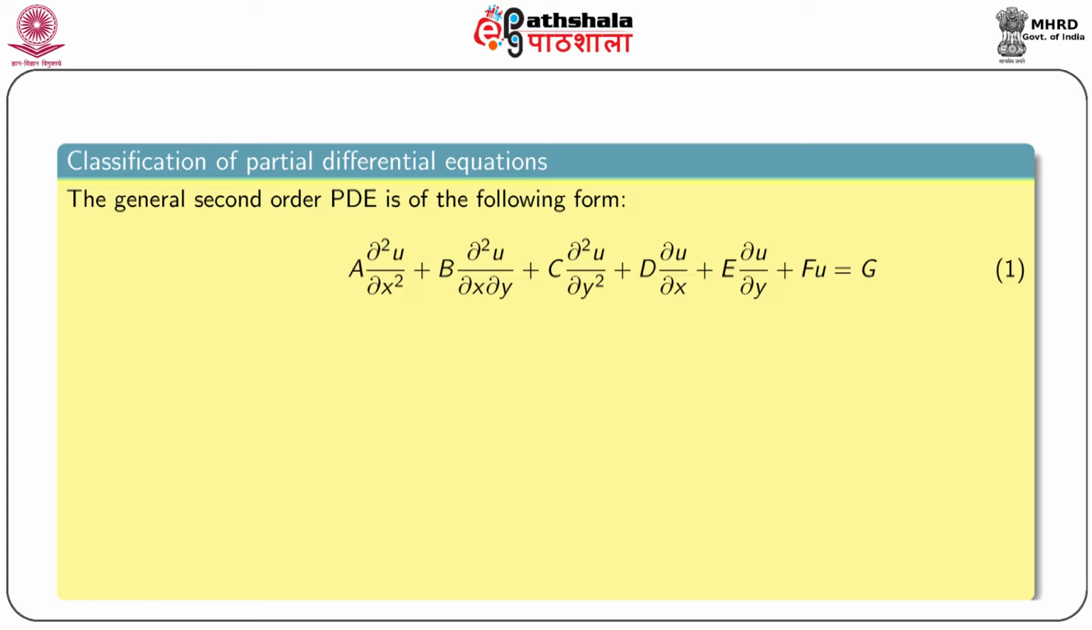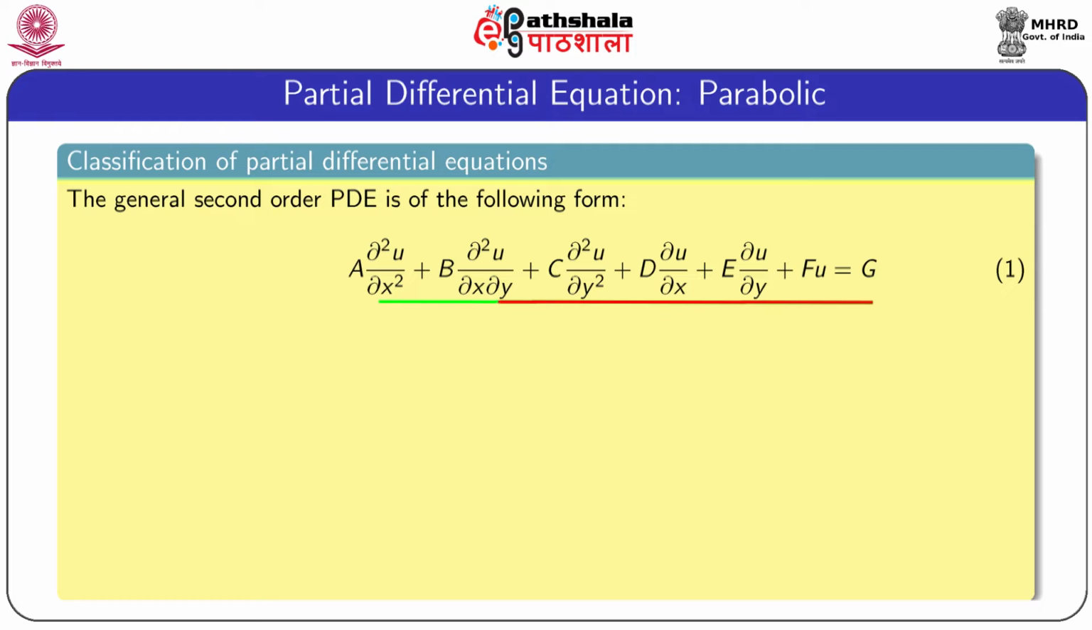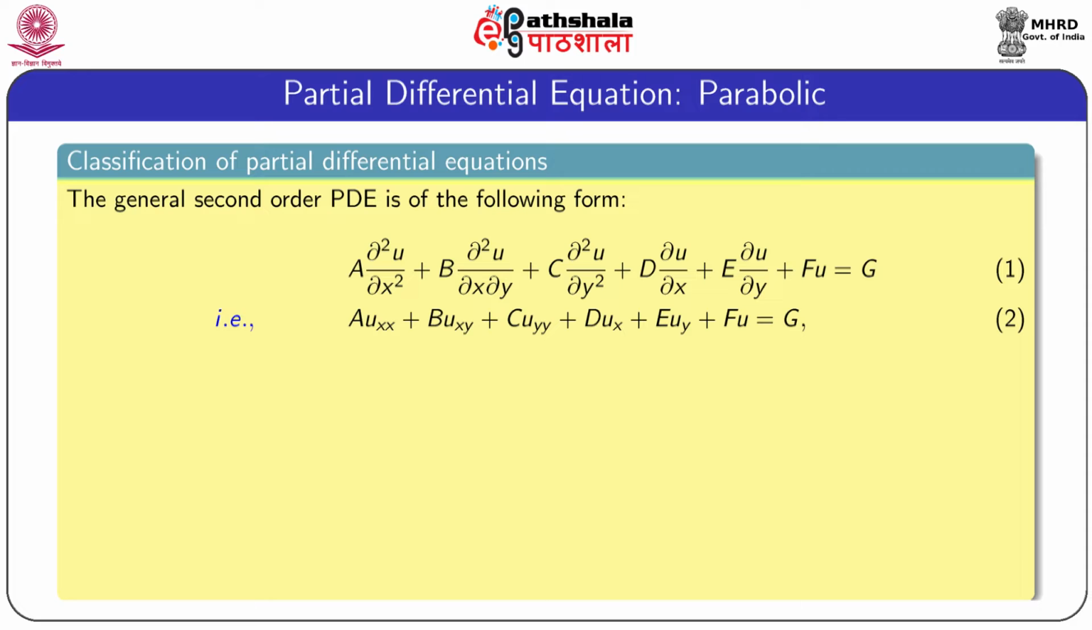First, we consider the second order partial differential equation, and the general form is shown in equation 1. Here a into del 2 u del x2 plus b into del 2 u del x del y plus c into del 2 u del y2 plus d into del u del x plus e into del u del y plus f u equal to g. This equation can also be written in terms of subscripts of u, where a, b, c, d, e, f and g are functions of x and y.